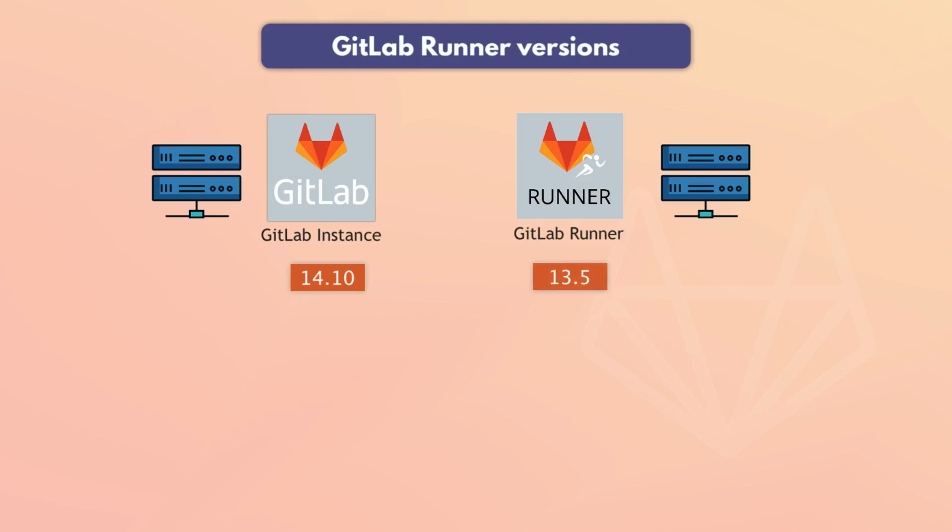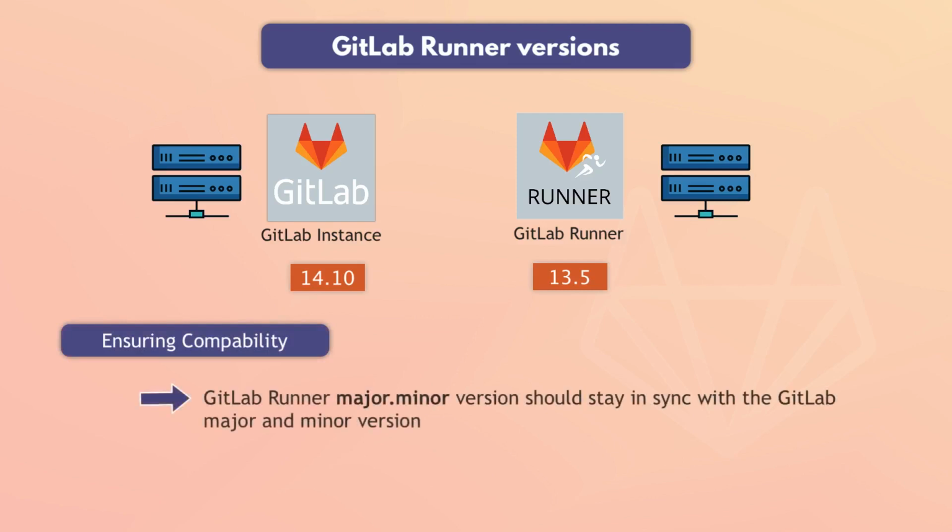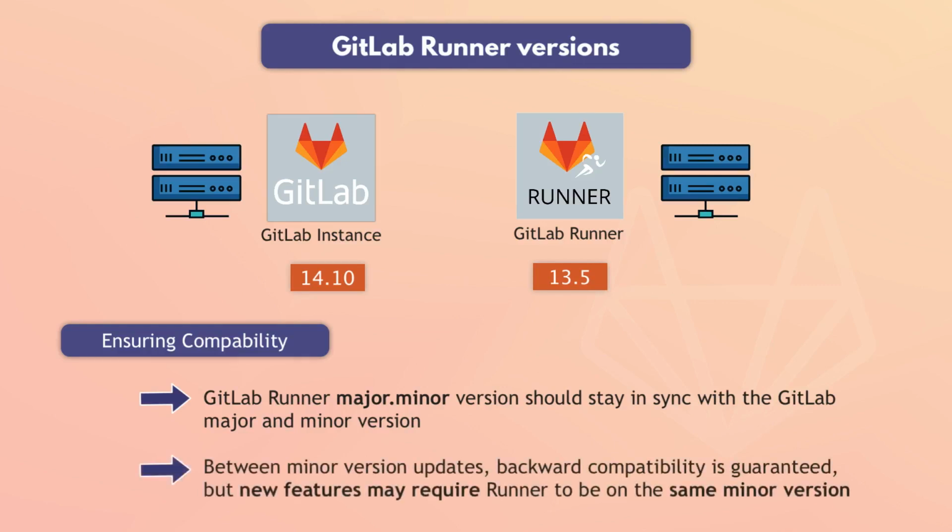According to GitLab's own documentation for the runners, for compatibility reasons, the GitLab runner major and minor version should stay in sync with GitLab's major and minor version. It could be that older runners may still work with the newer GitLab version, and vice versa. However, there could be some features that may not be available or may not work properly if these versions differ from each other.